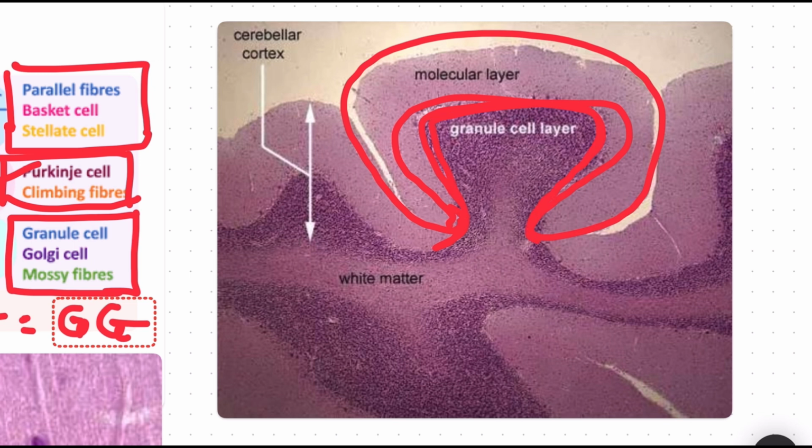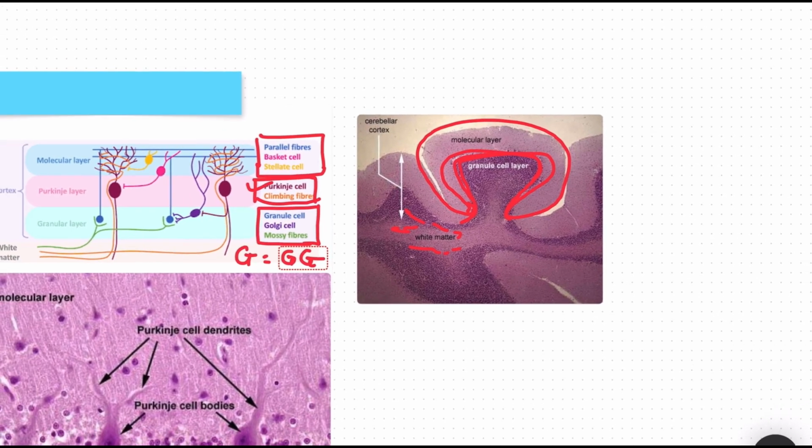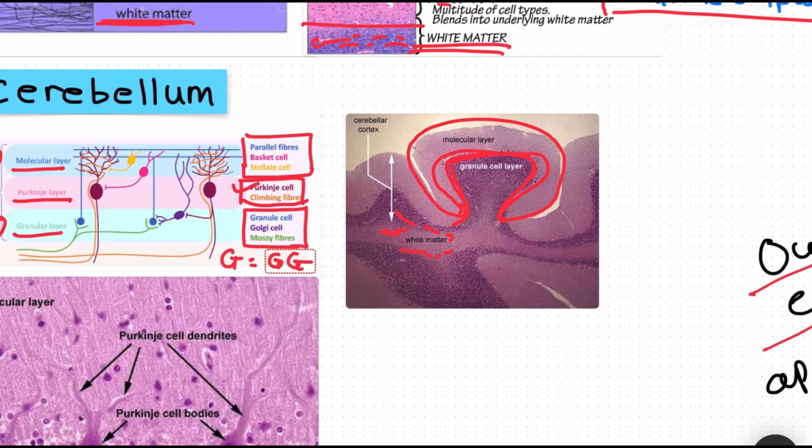Okay. And this is white matter inside. तो molecular layer में कौन से cells देखे थे हमने? So molecular layer में दिखेंगे basket cells and stellate cells. Whereas granule layer में you can see Golgi cells and granule cells, and the Purkinje cell in between this layer, which will be Purkinje cell layer. Purkinje cells are present in Purkinje cell layer, which is the middle layer.